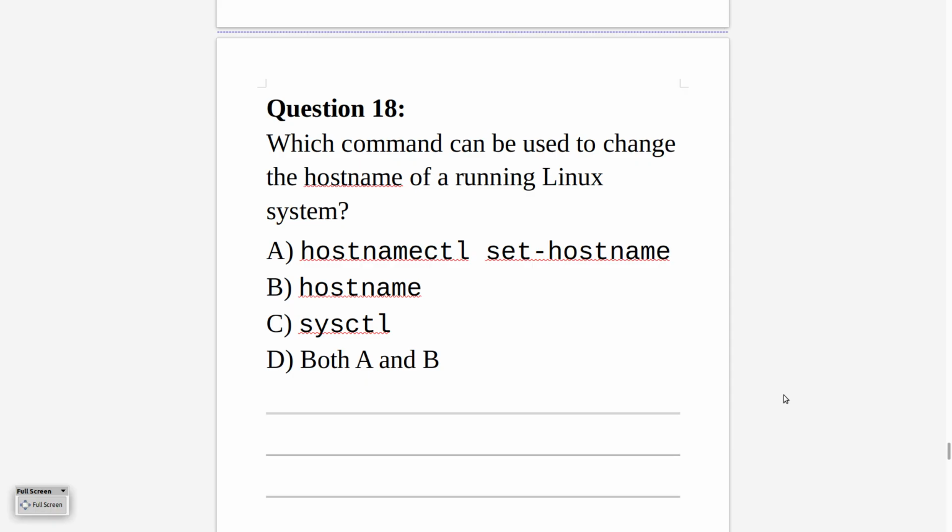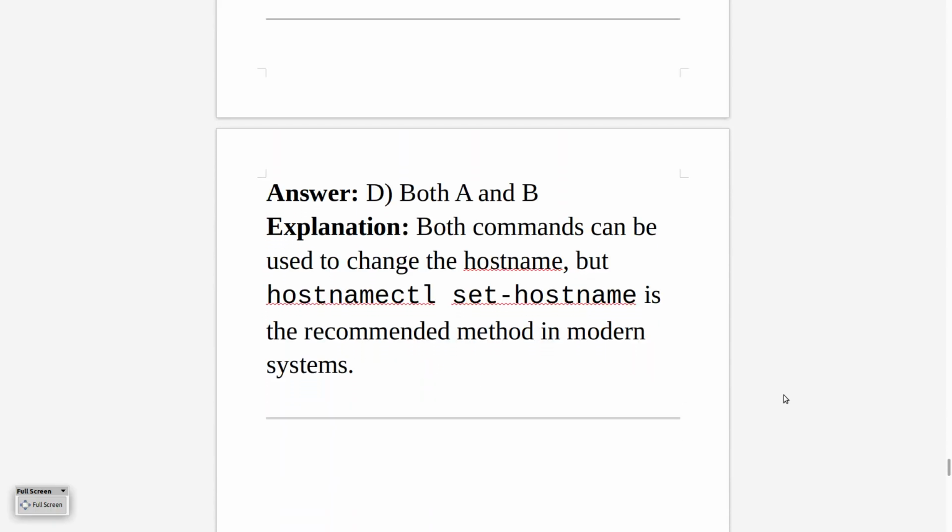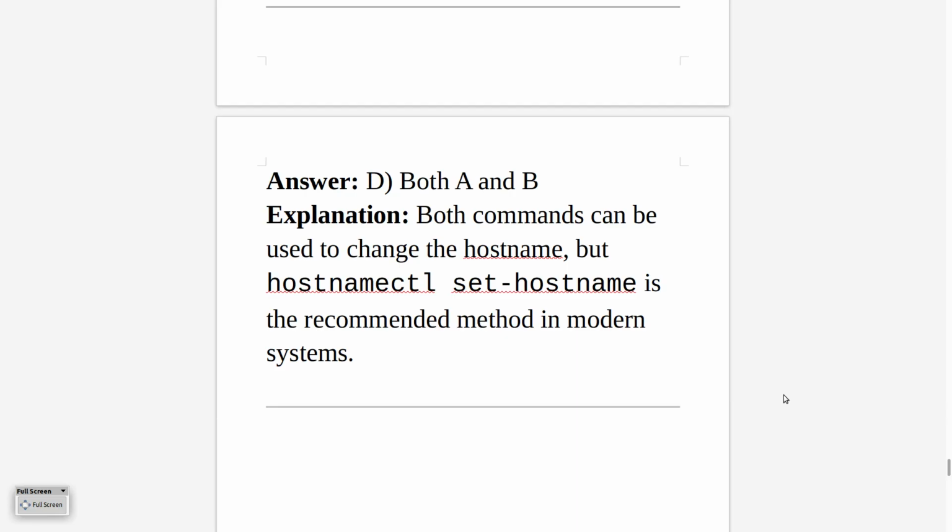I don't know. I'm a bit surprised if hostname alone does it, but maybe there is a kind of a switch. Let's see what the answer is. Both A and B, indeed. Both commands can be used, but hostnamectl set-hostname is the recommended method in modern systems. That's the one I recognize, hostnamectl. Interesting. Must look at that.